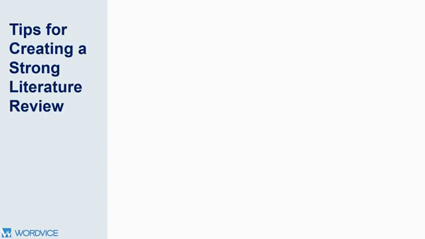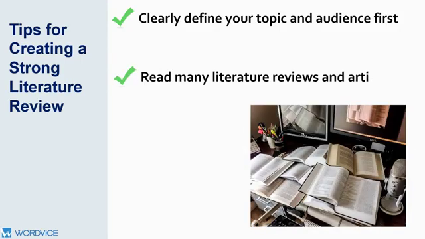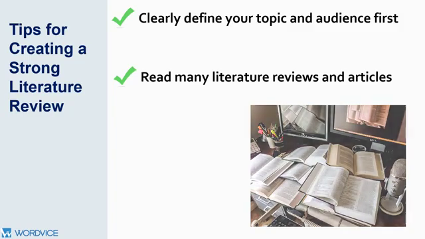Here are some tips for creating a stronger literature review. Always define your topic and audience before beginning your research. This will help later when deciding which works to ultimately include in the review. Read as many journal articles as you can, especially those that are in your area of interest. These will give you an excellent idea of how to structure and order your review.